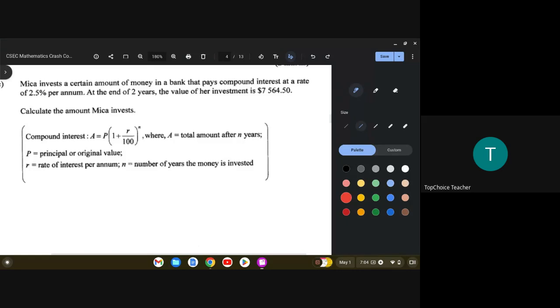Now, when you invest money in a bank, do you expect to come out with more or less money at the end of the day? What do you think would happen?